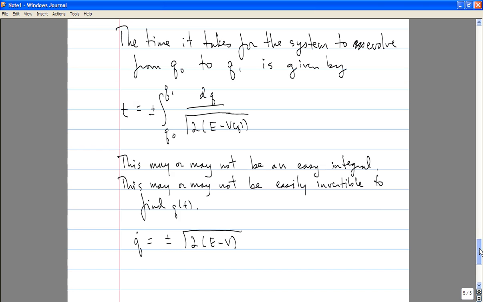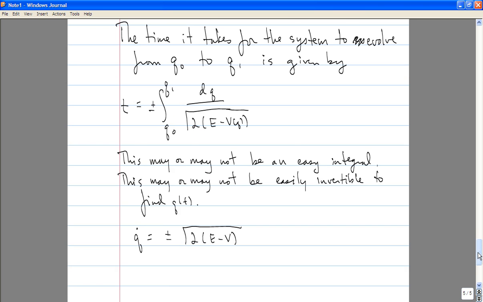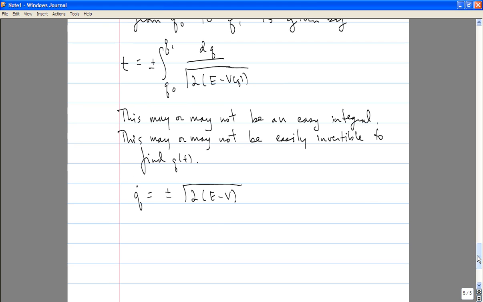So, for example, let's imagine that I have a potential V of q which looks like this.